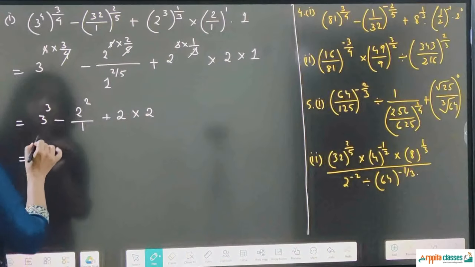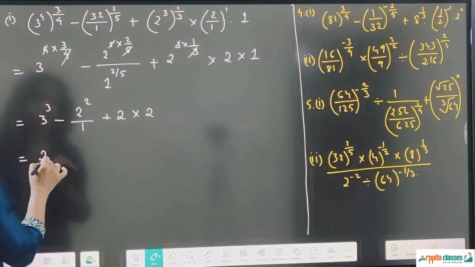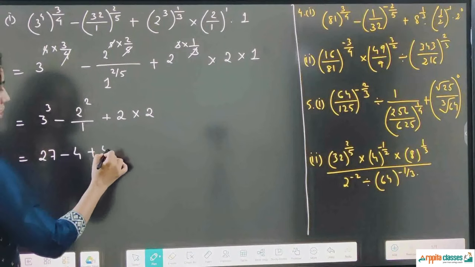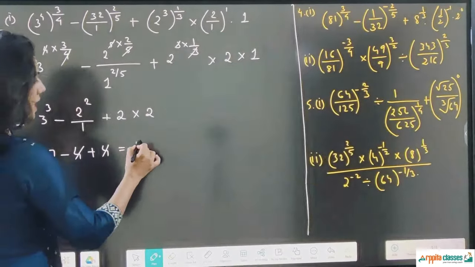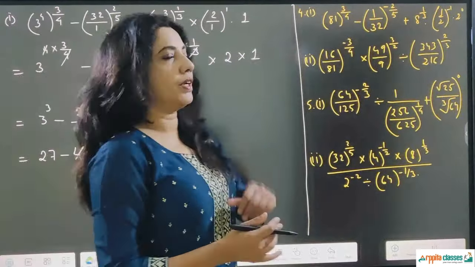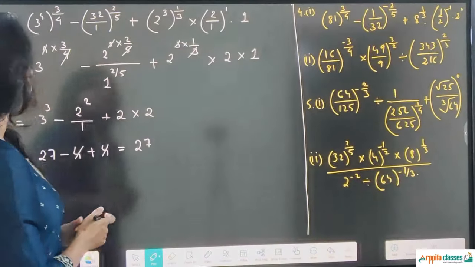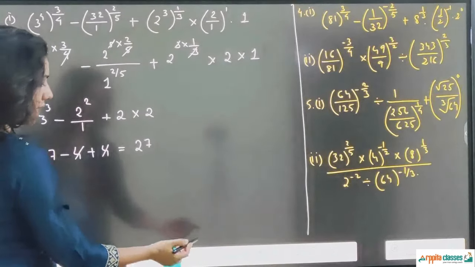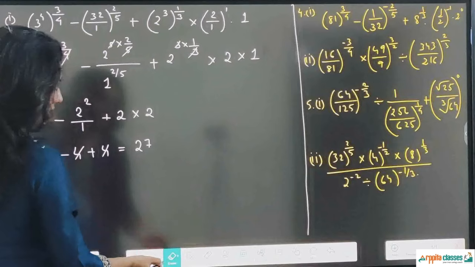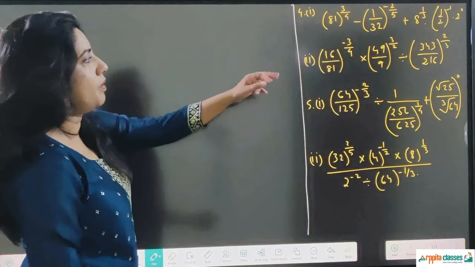Okay, so now this is 3 into 3 into 3, that's 27, minus 2 square is 4, plus 2 into 2 is 4. So 4 and 4 get cancelled and we get the answer as 27. So this is the answer for the first sub question of question number 4. Hope you all are understanding. You can do the sum on your own now and check it from here.